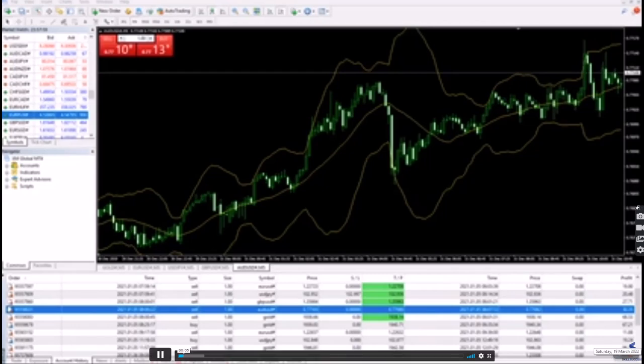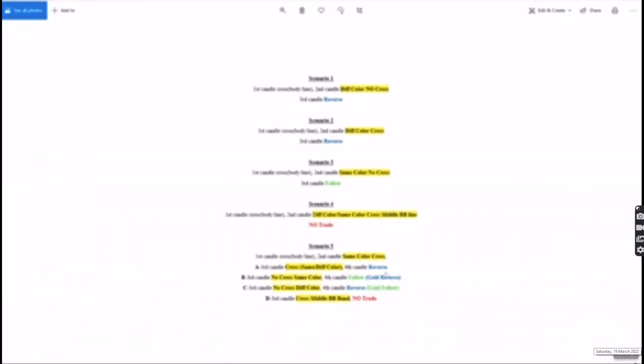Begin scenario 5, part C. Okay, in part C, some things to take note. Same as scenario 5, the first candle and second candle must be the same color and both cross. Alright, in part C, the third candle never crosses but it's a different color. Then the fourth candle you do a reverse, but for gold you do a follow. For beginners, I strongly recommend you not to touch gold.